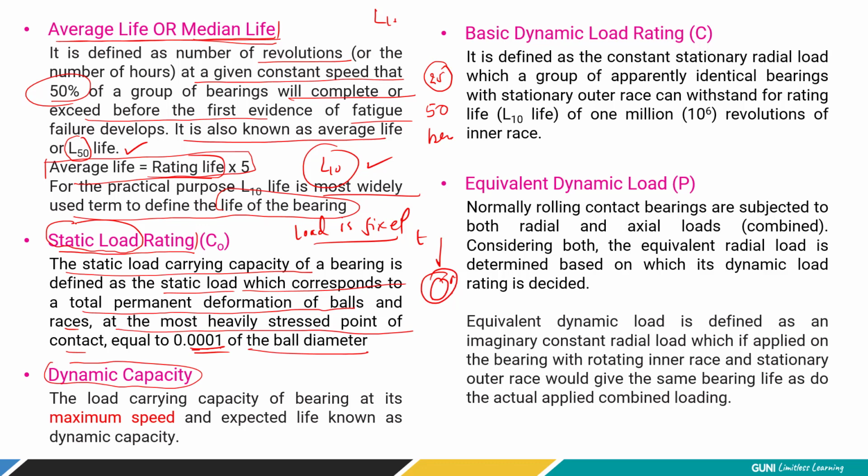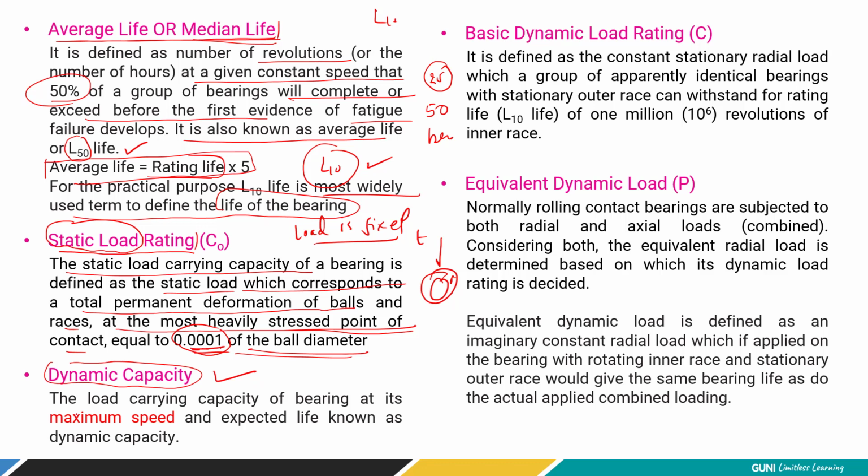So this is the stationary situation, or static condition. In that case, the deformation of the ball should not be more than this percentage, that is .001, even at the most heavily stressed point. So whatever load you are carrying at that time, that capacity is called static load capacity, right? Deformation should be equal to .001 of the ball diameter. Okay, now what is dynamic capacity then?